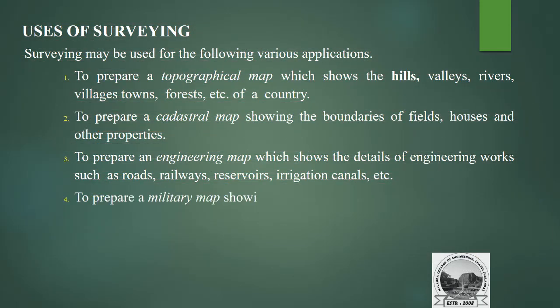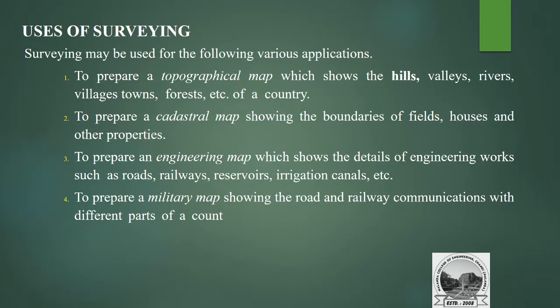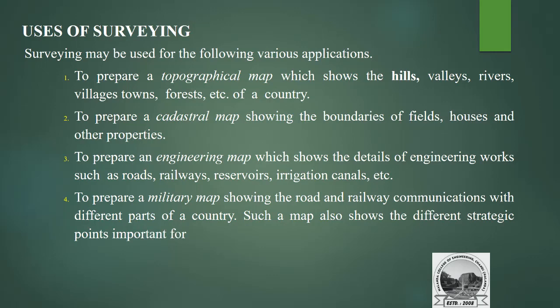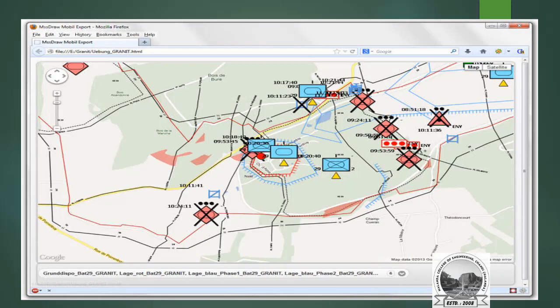To prepare a military map showing the roads and railway communications with different parts of a country. Such a map also shows the different strategic points important for the defense of the country. So here I show the military map. Here some strategic points are discussed. This is one of the examples of military map. So how it looks, I have shown here. So there is no confusion between military map, cadastral map, topographic map, and engineer's map. So comes to the fifth use.